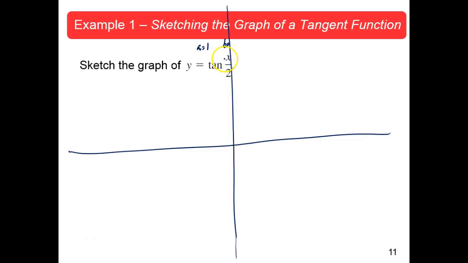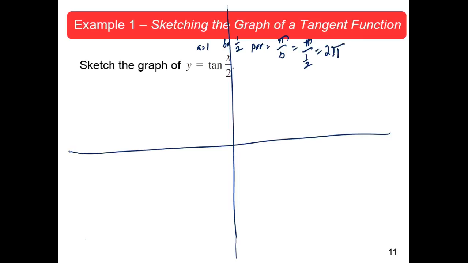What's your B here? Okay, the B is 1/2. That's the coefficient of the x, right? The period then is pi over b, which would be pi over 1/2, which would be 2 pi. So we're back at a 2 pi period. Sorry about that, but it's fine.